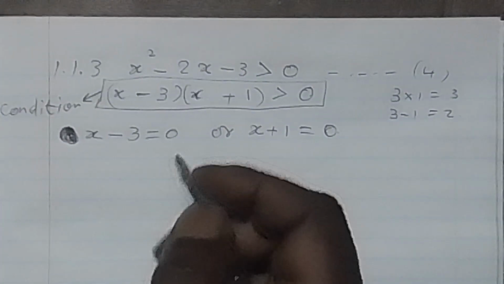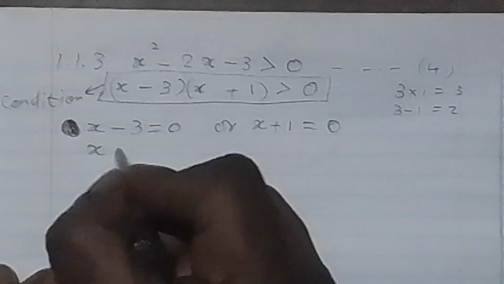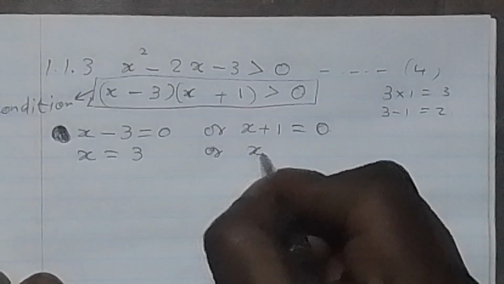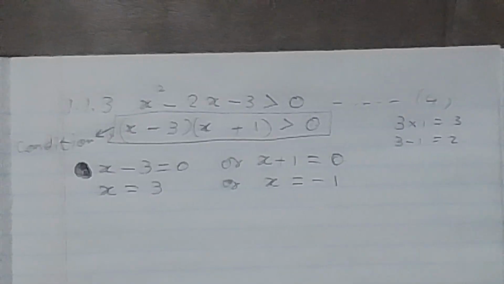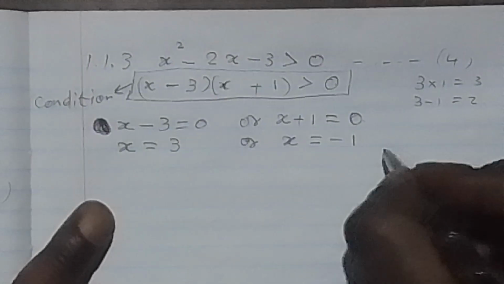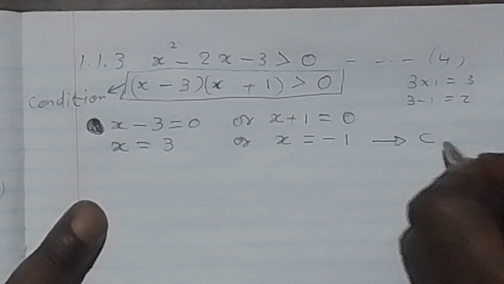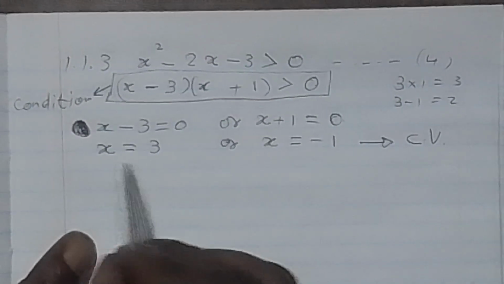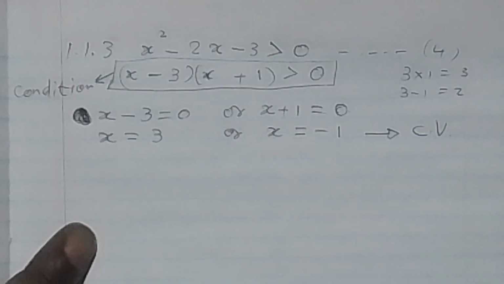Right? x here is going to be positive 3, or x here is going to be minus 1. Now you are done. This is what we call the critical values. Now, if you have these critical values, you come to draw a number line.